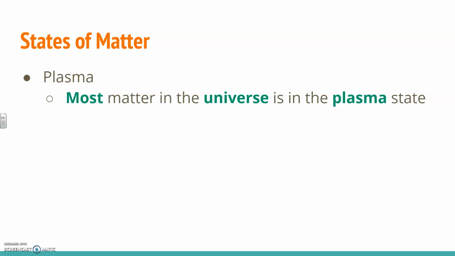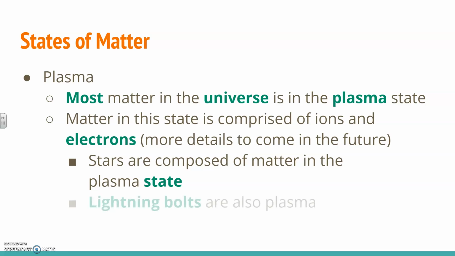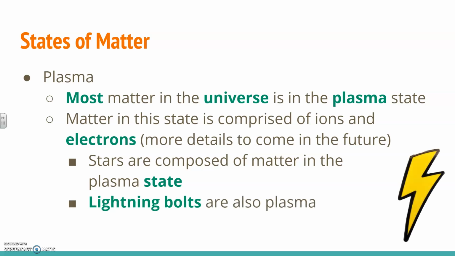So plasma. Most of the universe actually is in the plasma state. I read something that says 99% of the universe is plasma, not solid, liquid, or gas. So matter is comprised of ions and electrons. I'm just going to say that. I'm not even going to talk about it. We'll talk about it later on. Stars are composed of plasma. Lightning bolts are plasma. So all sorts of stuff. It has to do with how the electrons move, and it's in different states called an ion. So we'll talk about that a little bit later.